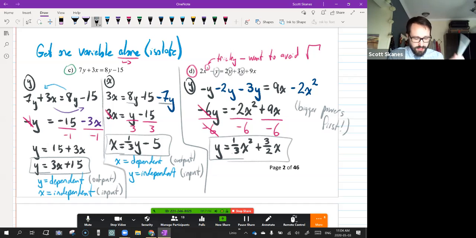So it's solved for y. y now depends entirely on x. So that's the dependent, also known as the output. The x here is the independent, and that's the input.